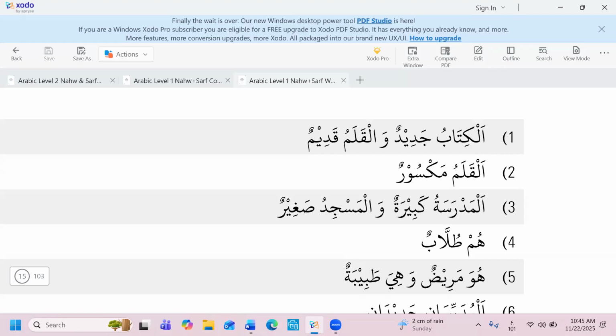المدرستان كبيرتان. Yeah, so al-madrasatani kabiratani. So someone said al-madrasata kabirata, you drop the noon. There's no need to drop the noon. Al-madrasatani kabiratani.